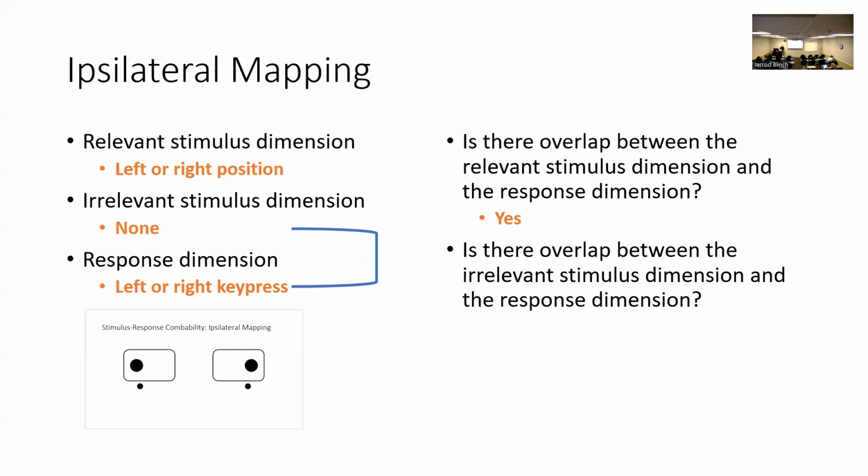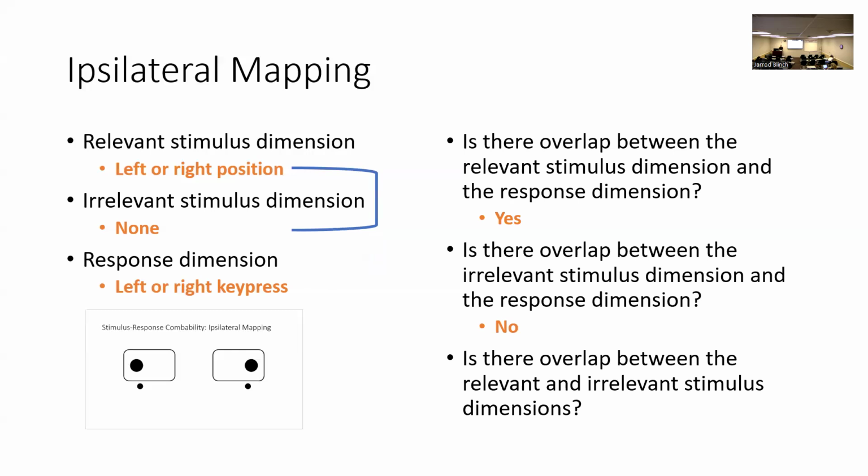For the next column, is there overlap between the irrelevant stimulus dimension and the response dimension? Well, this is none, this is left and right. You can't have overlap with something and nothing. So the answer is no. And then third, is there overlap between the relevant and irrelevant stimulus dimensions? Again, left and right, none, that's not the same. So we say no. So if we think of this task, and we could have done contralateral as well, you get the same thing. It is a yes, no, no task.